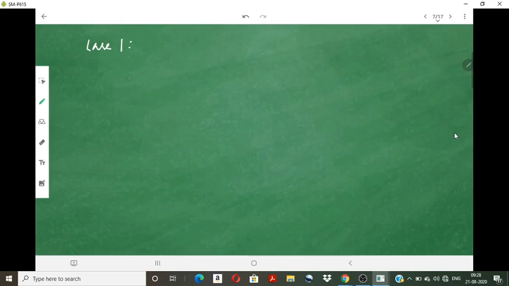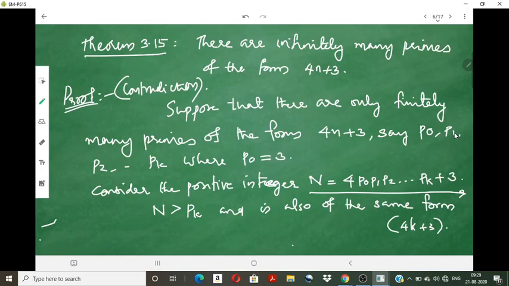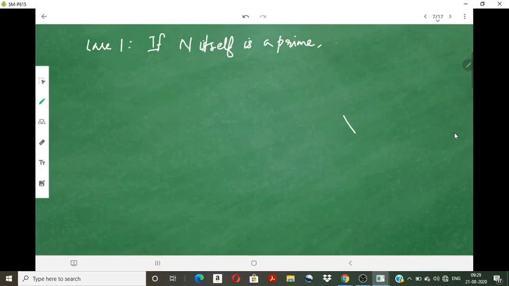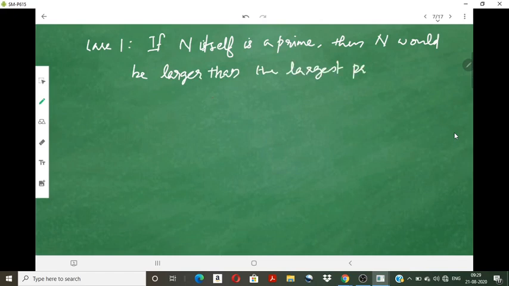Case 1: is it possible that N is a prime? If N itself is a prime, then what happens? In the last statement we have already stated that N is greater than pk. And what is pk? pk is the largest prime possible of the form 4n plus 3. So if N itself is a prime, then N would be larger than the largest prime pk of the form 4n plus 3. So this will make a contradiction.